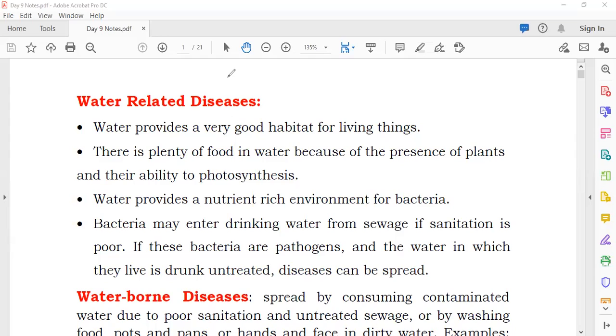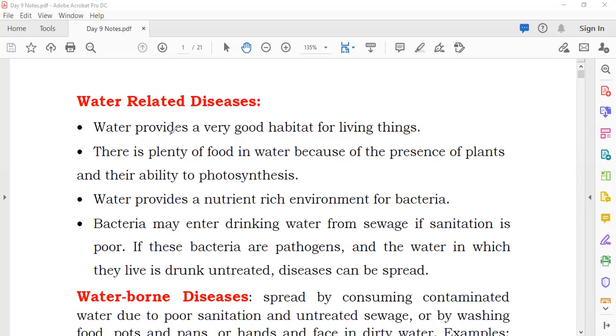Okay, so in the last chapter, we discussed water and its natural resources, and we saw the distribution of water in the seas, under the ground, in the lakes, and in the form of glaciers. So today we will discuss the diseases which are related to water. It means that in the spread of these diseases, water plays a vital, important role. So we will see those diseases which are spread by water.